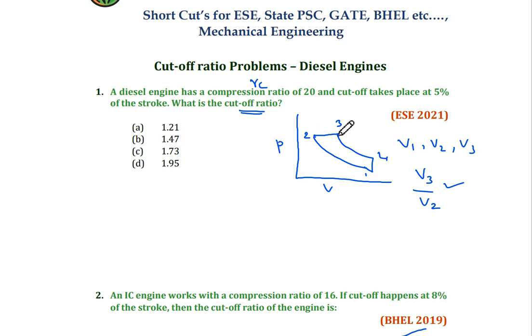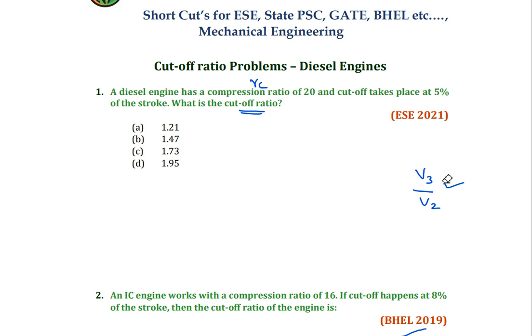But now I will explain the shortcut for this type of problem without finding any of these relations. Remember one more important point. This is applicable specifically for problems where they will provide the compression ratio and give the percentage of stroke. These two will definitely be there, and we will be asked to find the cutoff ratio. Now the shortcut: you have the compression ratio.